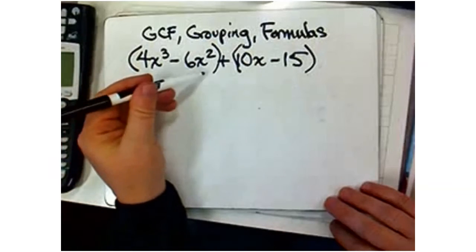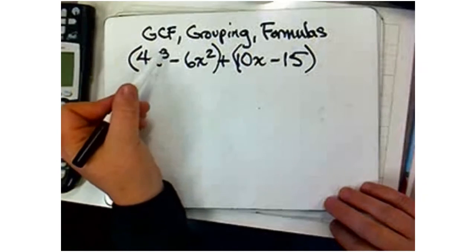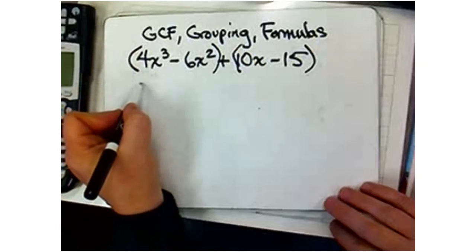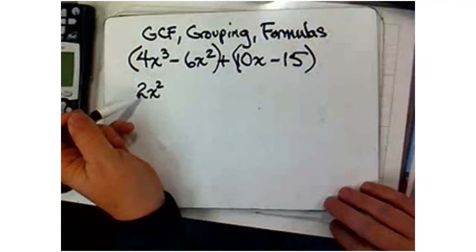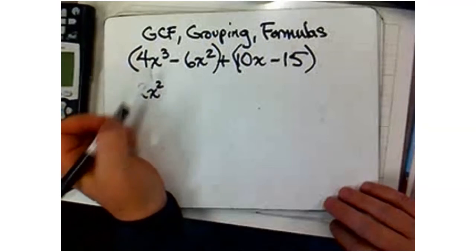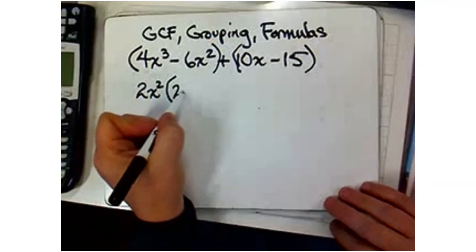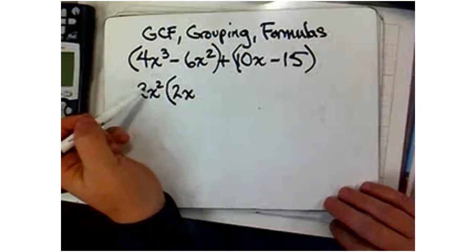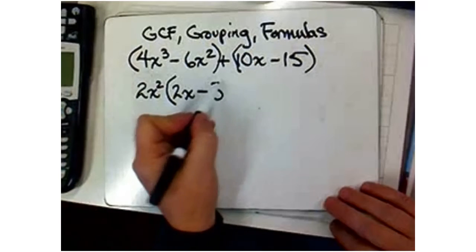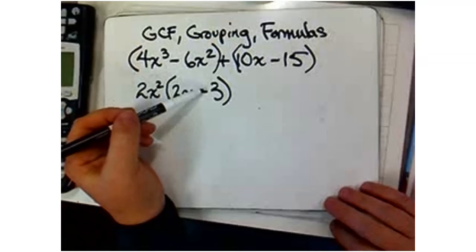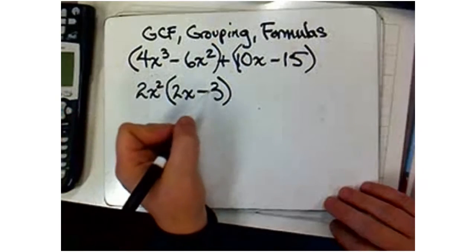With each group, then, they use the GCF method, and they show that for the 4x to the third minus 6x squared, they factored out a 2 and an x squared, because the 4 and the 6 share a 2, and the x to the third and the x squared both share an x squared. So what we have left is a 2x for our first term, right? 2x squared times 2x would be 4x to the third, minus 3, because 2x squared times negative 3 would be the negative 6x squared. So you'd have 2x squared open paren, 2x minus 3 close paren.